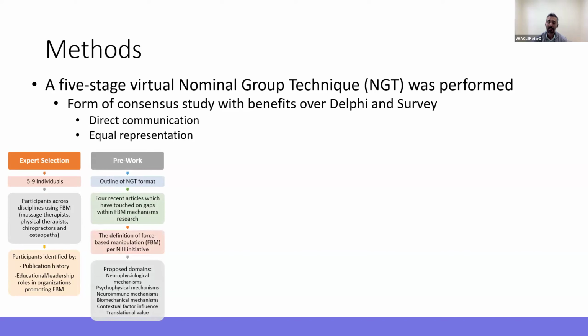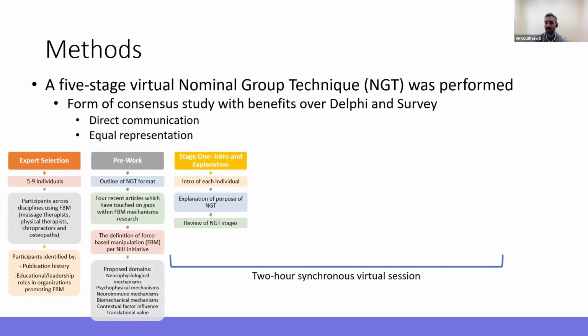So we gave them an outline, a format of what an NGT looks like, and then we also gave them the definition of FBM, and then some articles related to force-based mechanisms or mechanisms of force-based manipulation and how some of these things would be discussed in our session. We then dove into a 2-hour synchronous virtual session with these individuals.